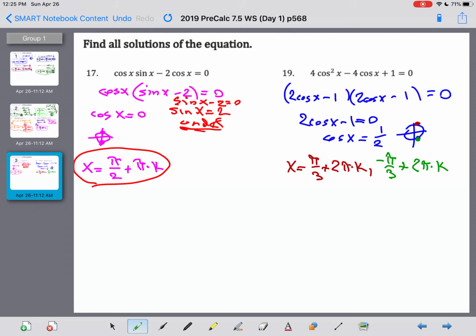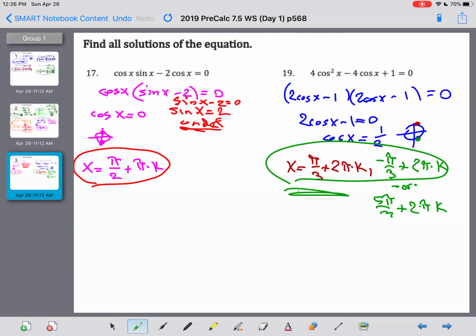Alrighty, so again, we do have some options here. I could have done 5 pi over 3 plus 2 pi k or k pi. Okay, so either these two or this one and this one. So there you go, kind of dealing with solving equations and finding all the solutions.